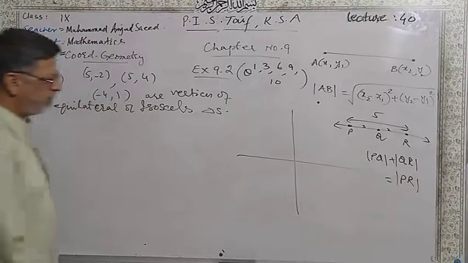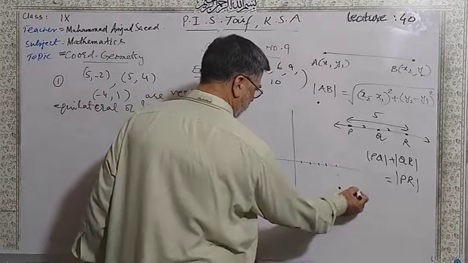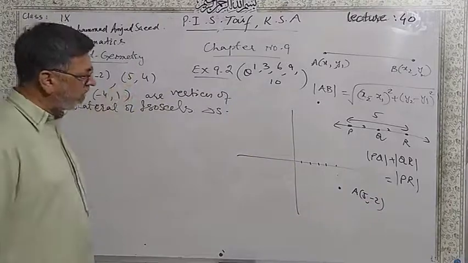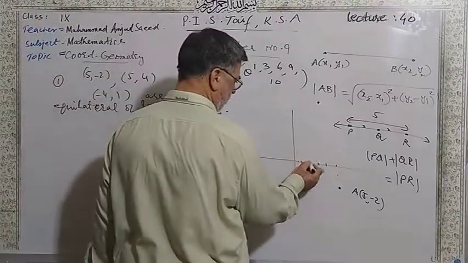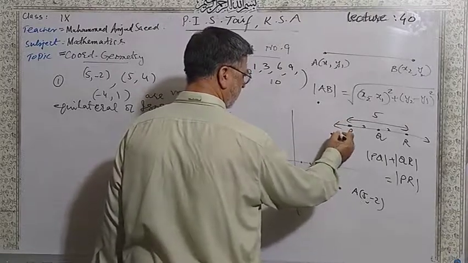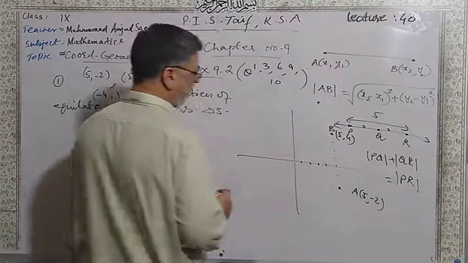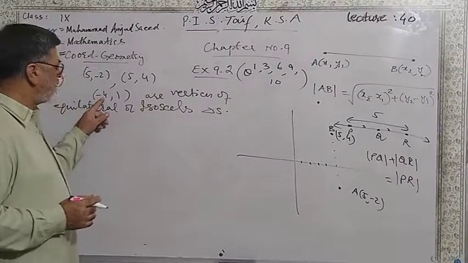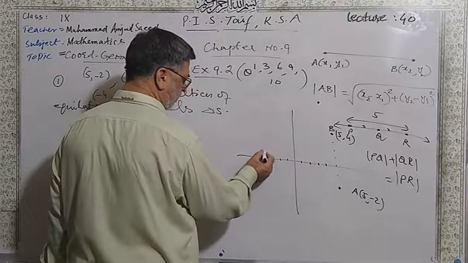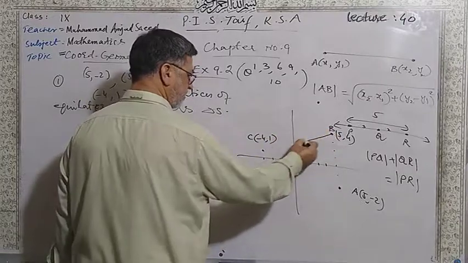5 and minus 2: 1, 2, 3, 4, 5, and 1 and 2 downward. Suppose it is A, (5, -2). The next is (5, 4): 1, 2, 3, 4, 5, and 1, 2, 3, 4 positive. This may be taken as B. And the third one is (-4, 1): minus 1, minus 2, minus 3, minus 4, and this is 1. Suppose this is C, (-4, 1). Join them.